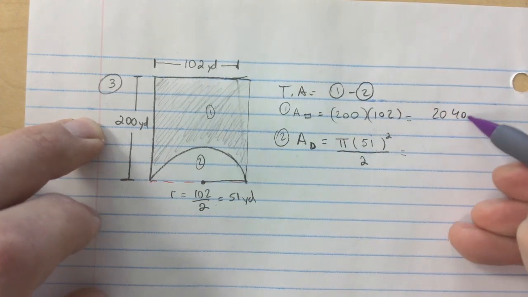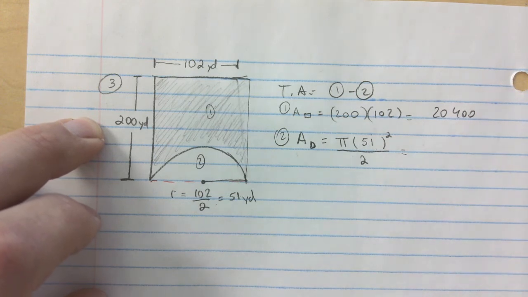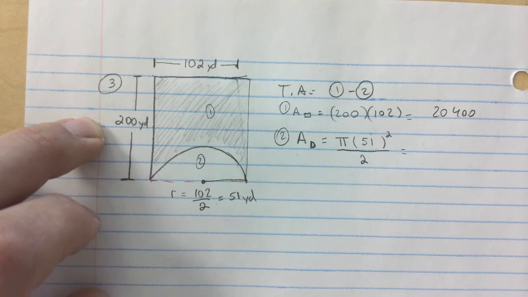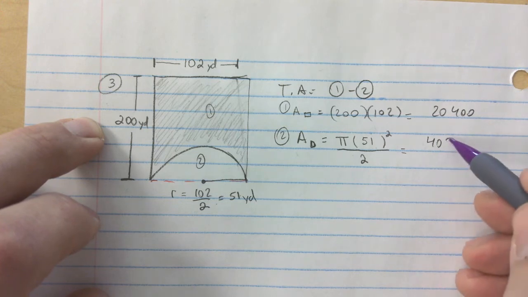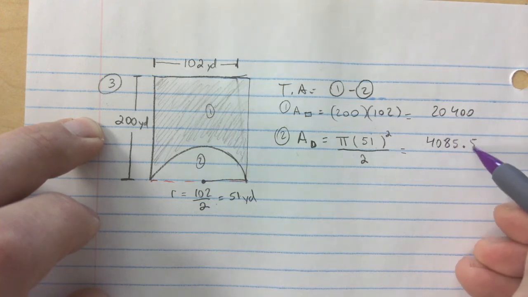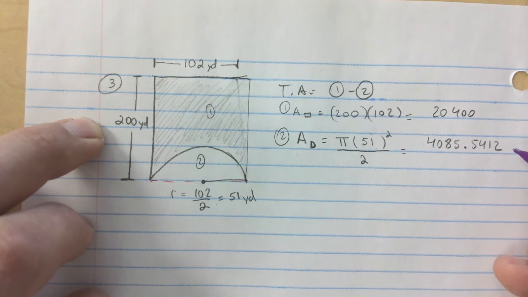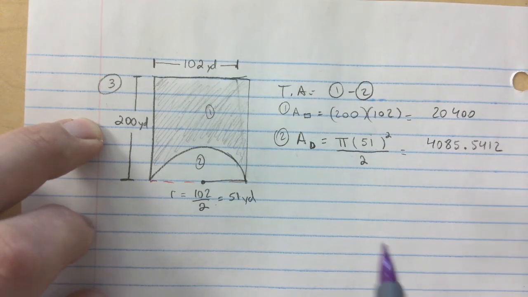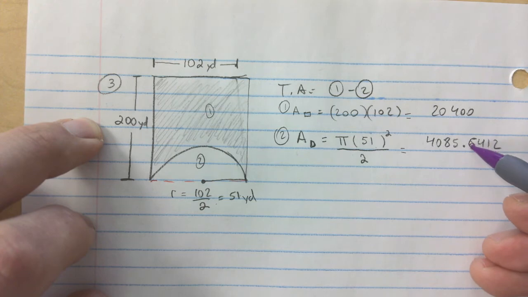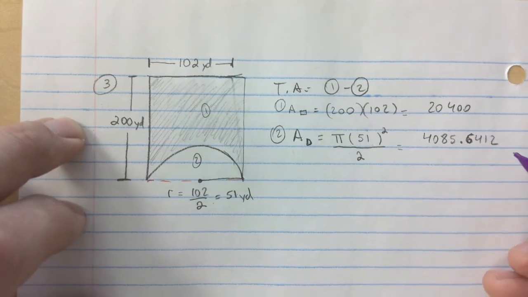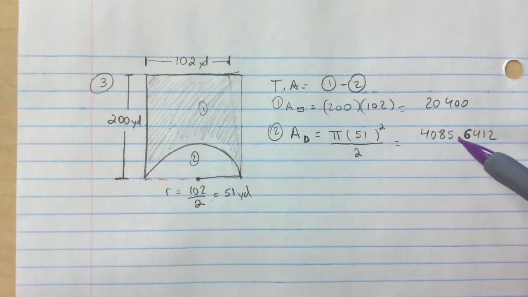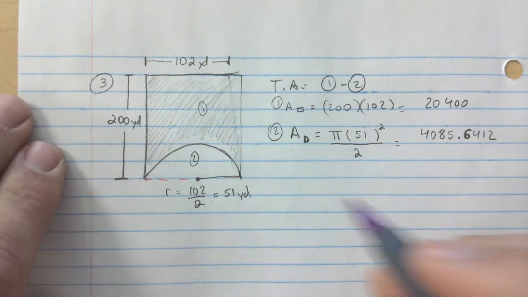It's 20,400. 4,085.6412. Oh, 64, sorry. And notice that if you got a bigger area for the semicircle than you got for the entire rectangle, then you know you did something wrong, right?